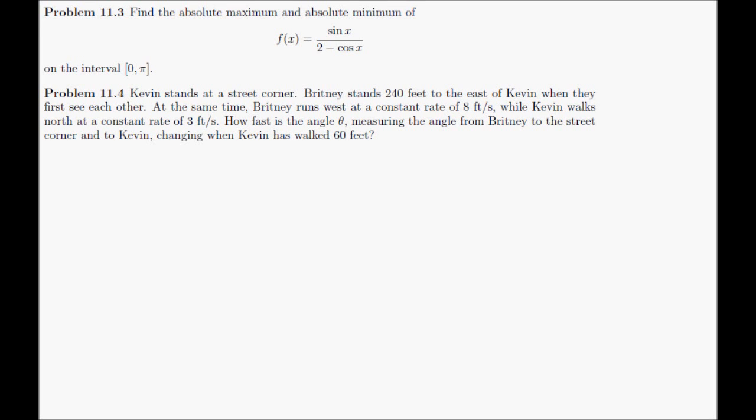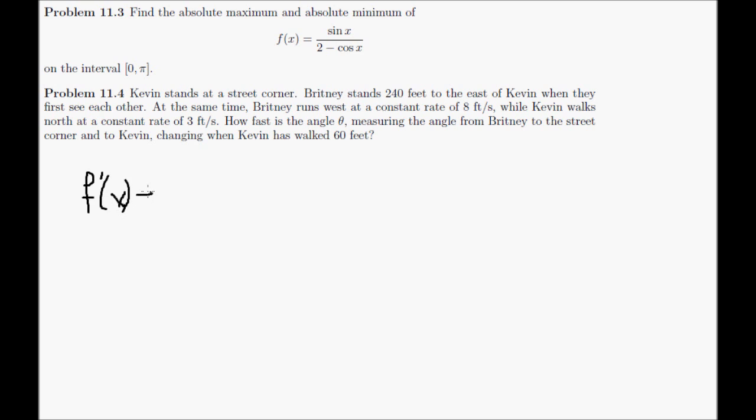Let's talk about certification review number 11. First off, find the absolute minimum and maximum of f of x is equal to sine x over 2 minus cosine x on the interval from 0 to 2 pi. Okay, so first let's figure out the possible critical points.